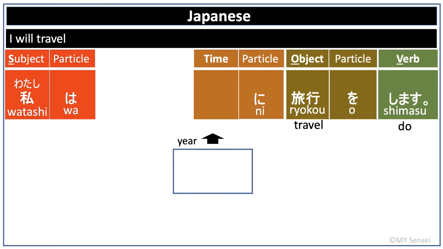We can also use the year to describe what we will do in a certain year. So let's move the year of 2050 to the time slot. So the sentence here says 私は2050年に旅行します which means I will travel in 2050.